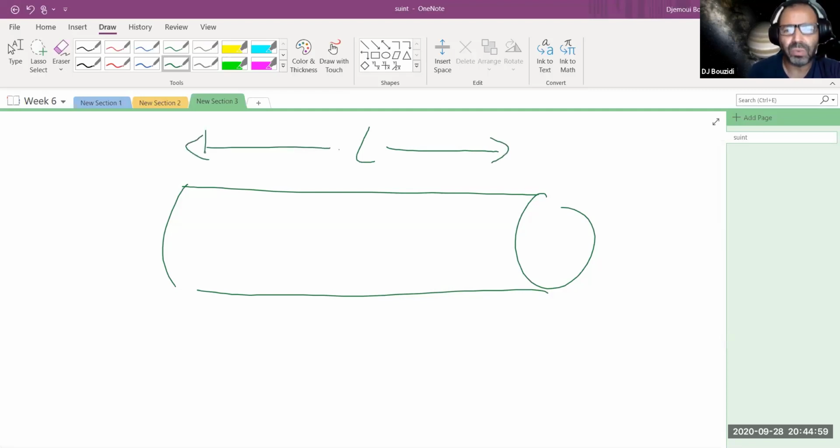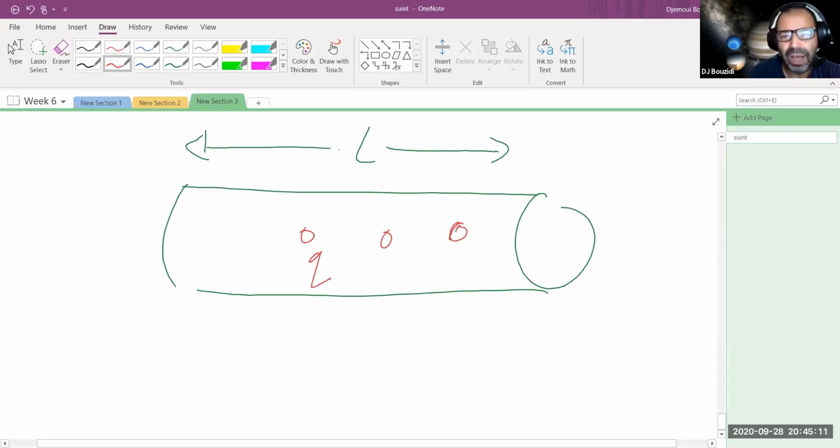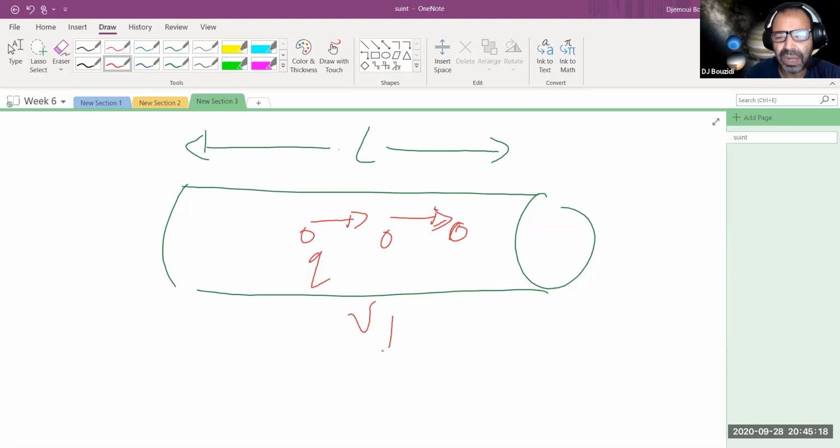So again, this is a wire of length L. I said that this material is made up of charges. These are the charges, and they are moving. Each one of these charges has a value Q, and they are moving more or less in the same direction. On average, they're moving with a drift velocity, which I'm going to call VD. So that's the drift velocity.